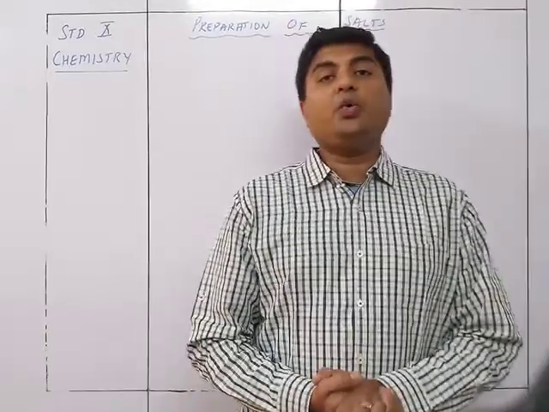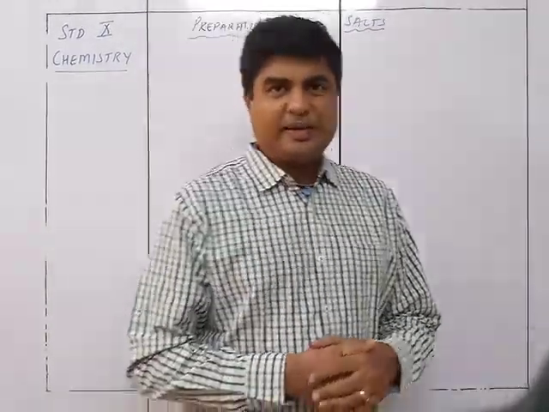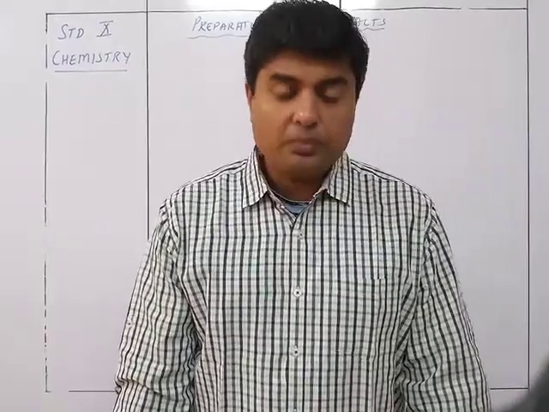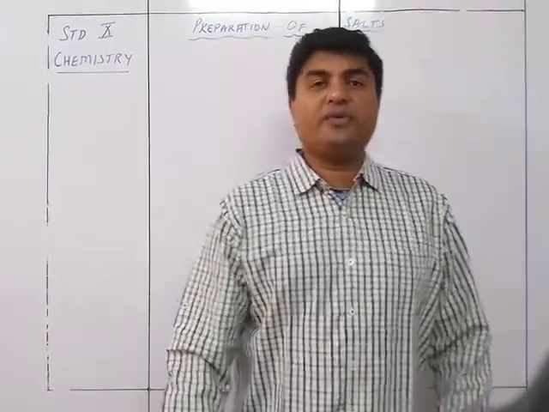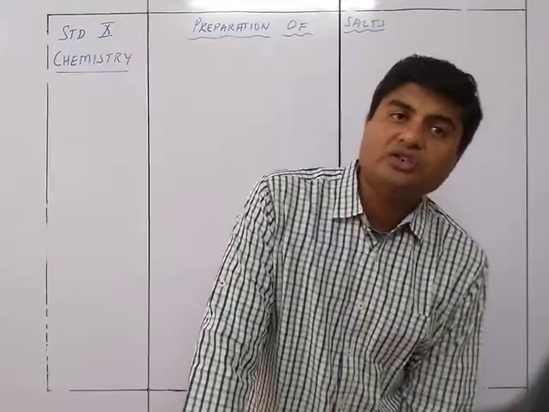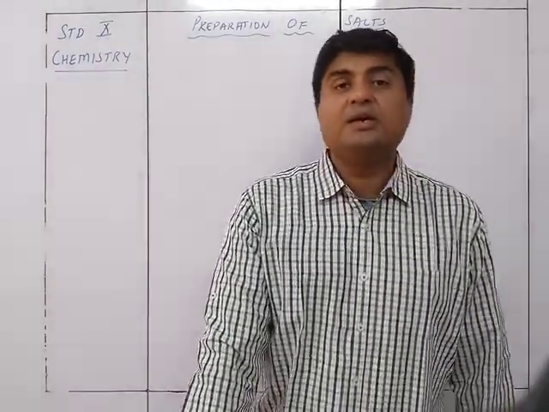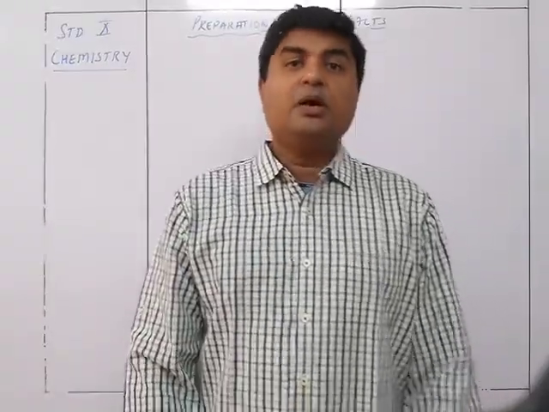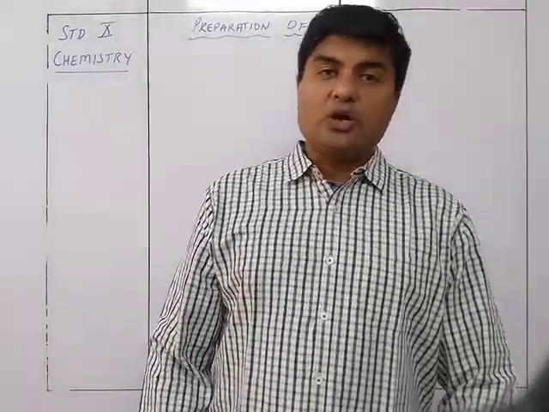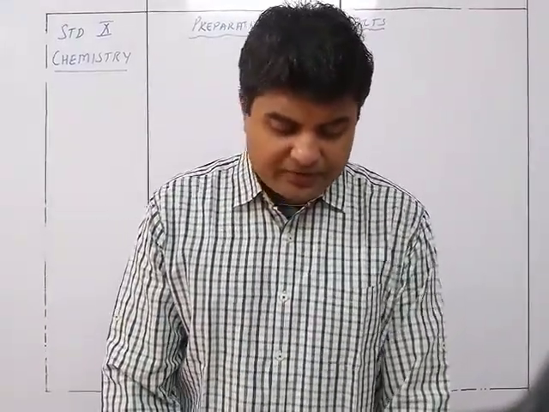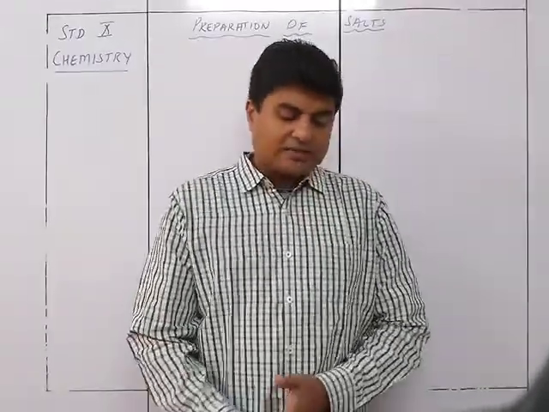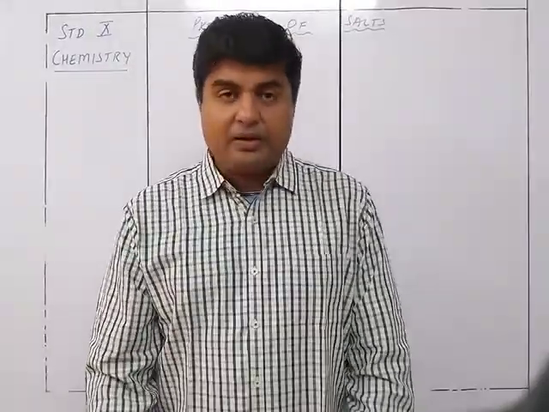So we continue with the chapter acids, bases and salts from standard 10th chemistry. Up till now we already studied the different types of acids, the different properties of acids, the different properties of bases and the different types of bases. We also learned the different kinds of salts and the different methods of preparation of salts. So accordingly we studied that the salts can be prepared by five main types.